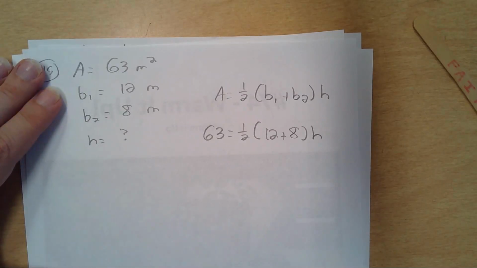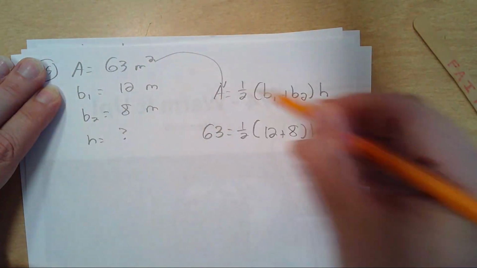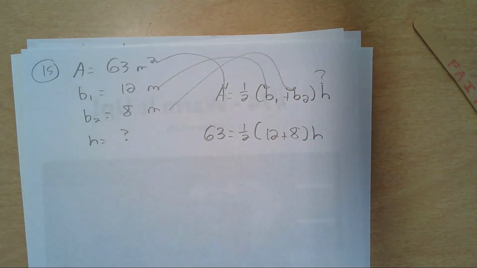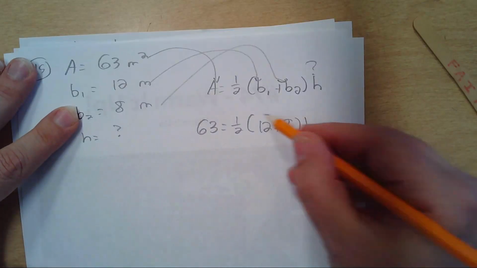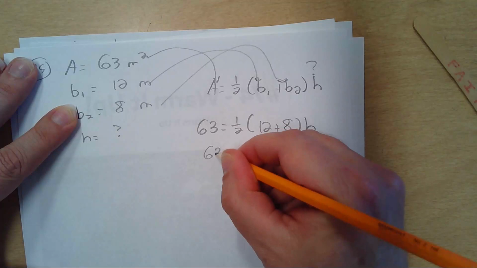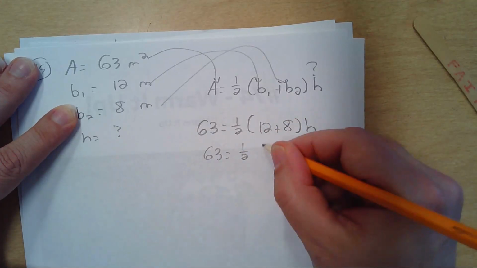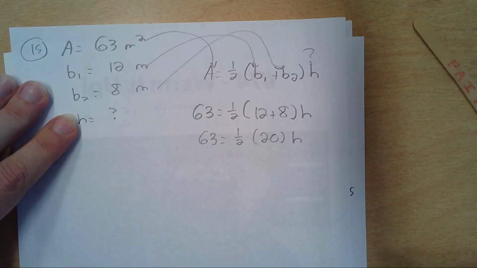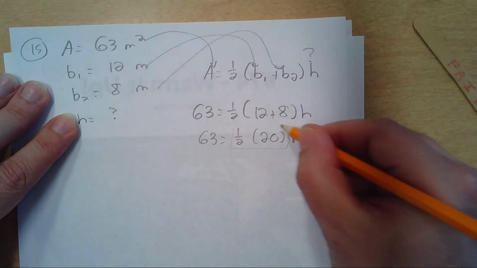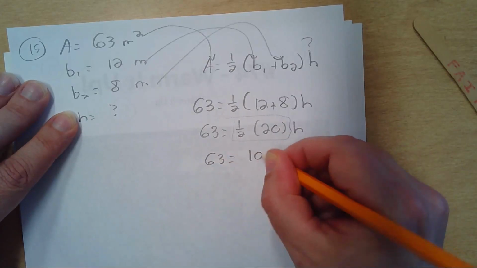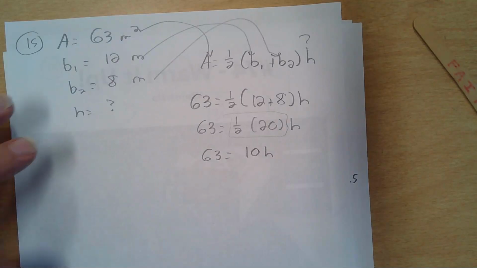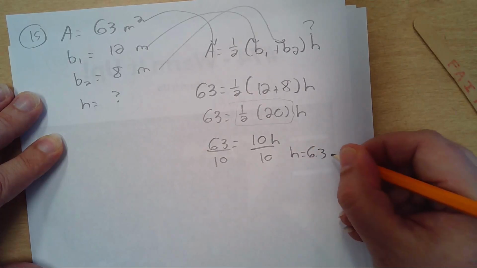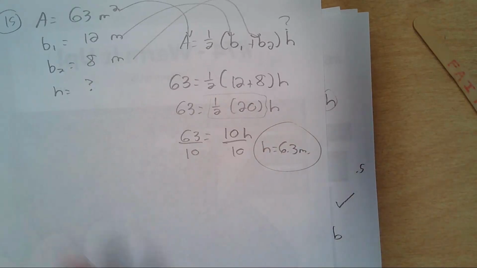So, plugging in everything I know. That one goes there, and of course that one goes there, and that's the one I don't know. Same thing you'd want to do first: combine your like terms. So 12 plus 8 is 20 times the height. Then continue to combine like terms. 1/2 of 20 is 10. And then finish it off. Divide both sides by 10, or just slide the decimal one spot to the left. And there it is.